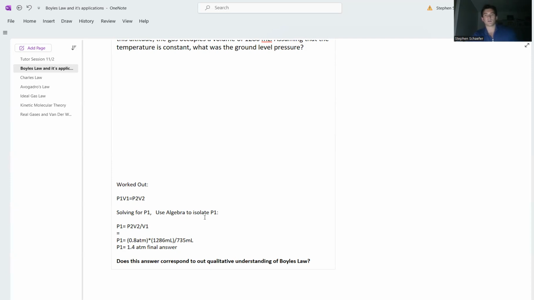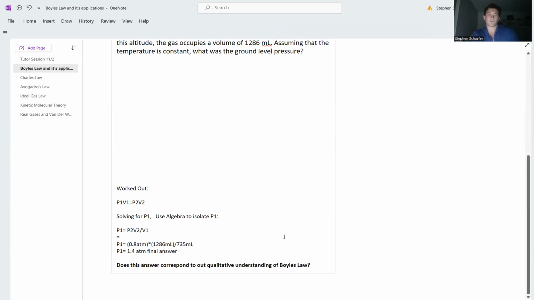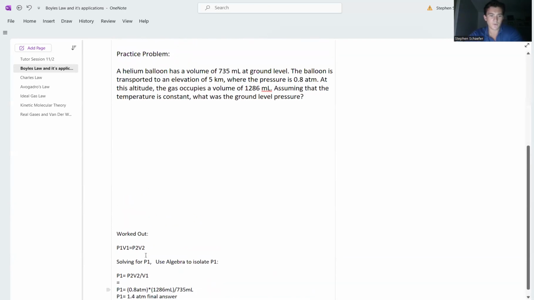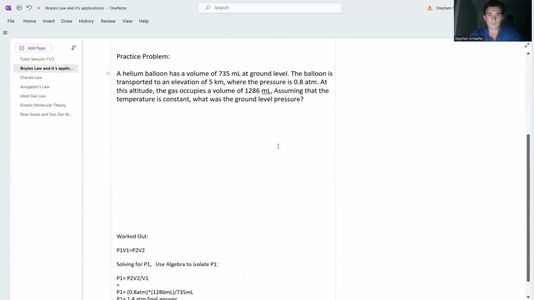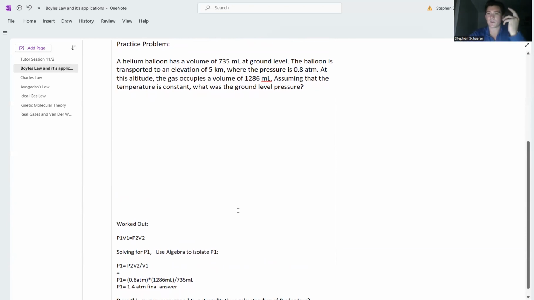Okay, so now that we understand that P1 is 1.4 atm, we can go back to our qualitative approach to Boyle's law. We know that if the pressure is decreasing, the volume is going to increase. It's an inverse relationship. So if our P1 is 1.4 and our P2 is 0.8, we know our pressure is decreasing. So what does that tell us? That tells us that our volume should proportionally increase.